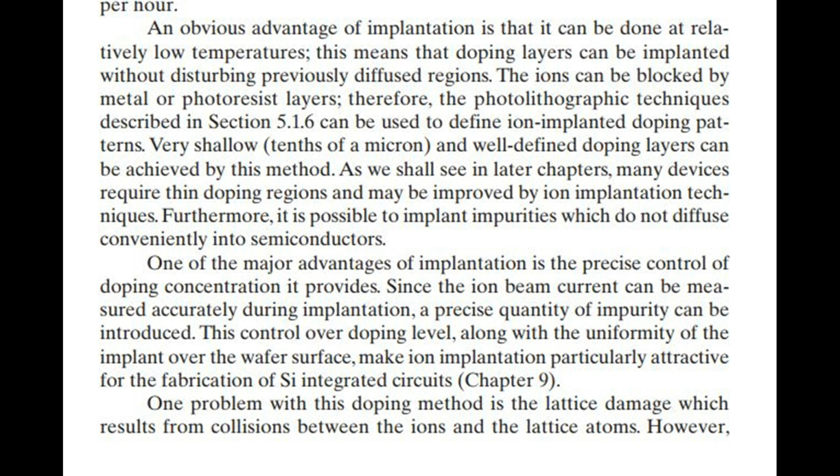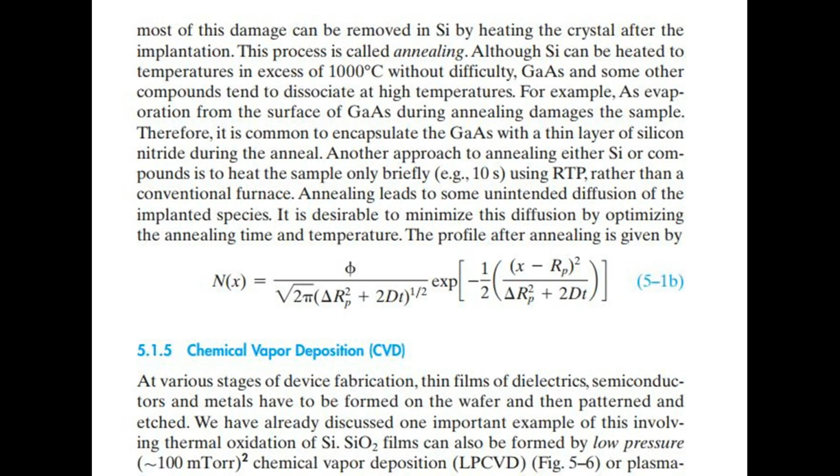This control over doping level, along with the uniformity of the implant over the wafer surface, make ion implantation particularly attractive for the fabrication of silicon integrated circuits, Chapter 9. One problem with this doping method is the lattice damage which results from collisions between the ions and the lattice atoms. However, most of this damage can be removed in silicon by heating the crystal after the implantation. This process is called annealing.